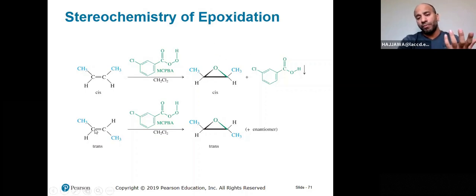While the trans will end up making the trans epoxide, which is where the methyl groups are opposite to each other, on opposite faces. So the methyl is down on this side and the methyl is up on the other side. There's no plane of symmetry here, therefore you will have a racemic mixture of the two.